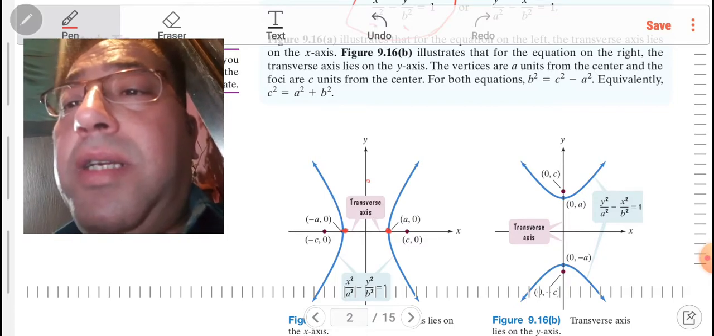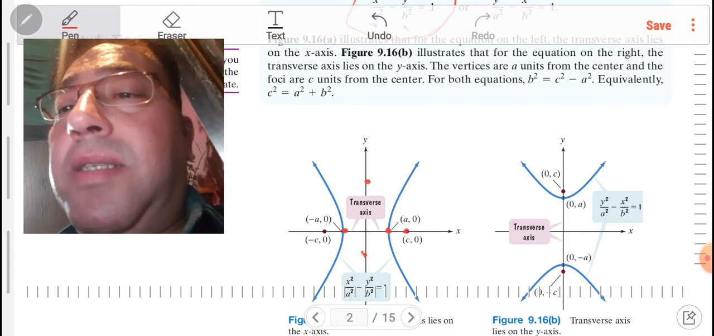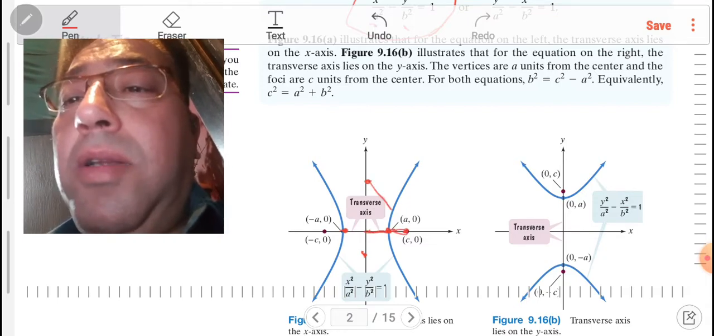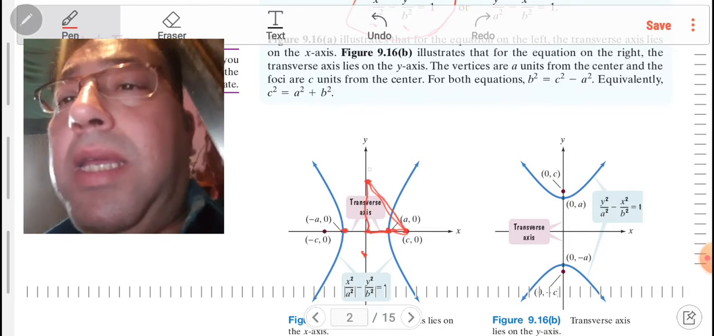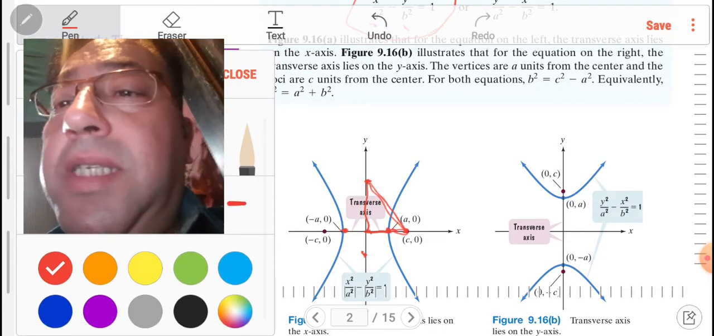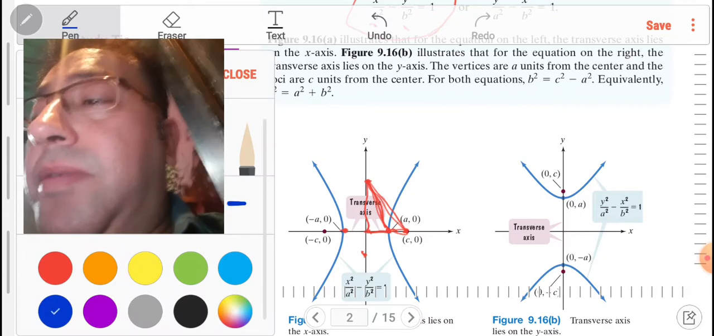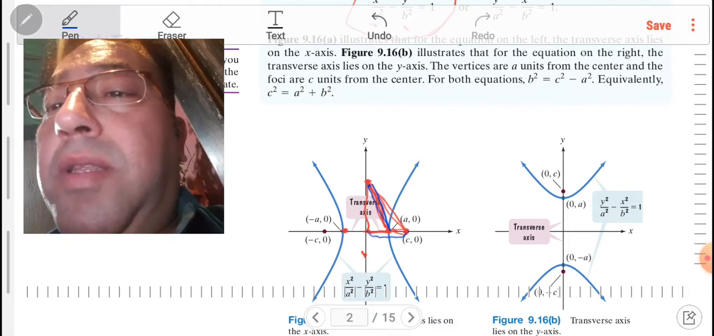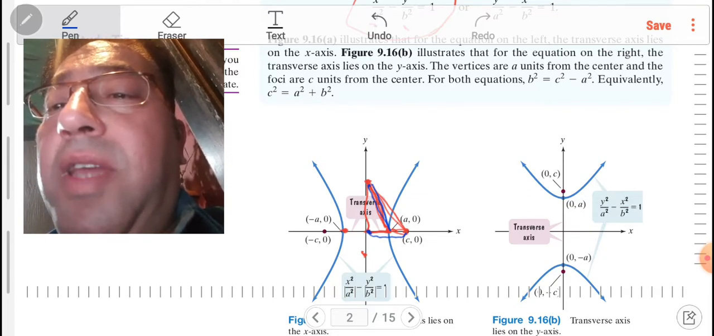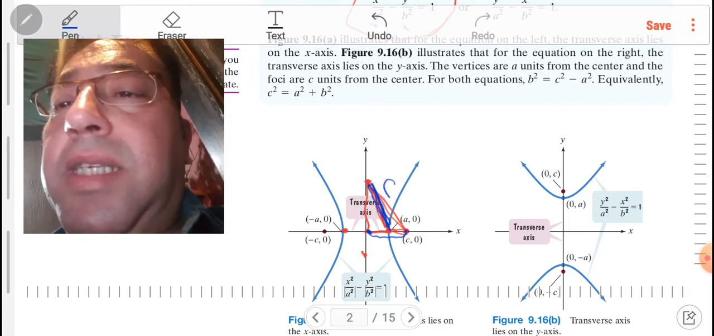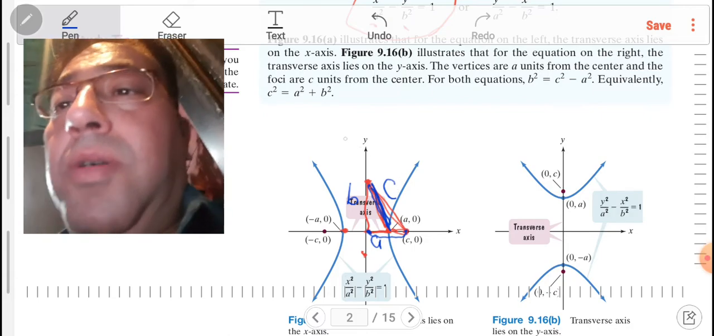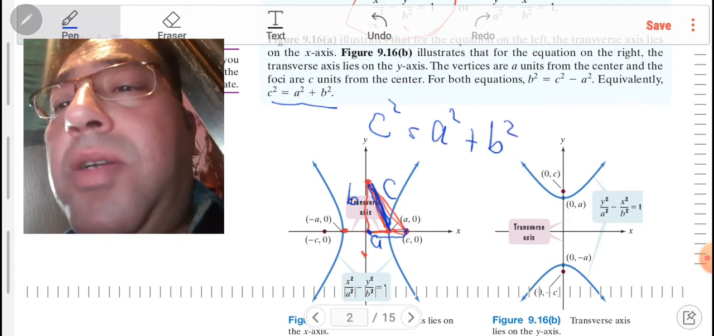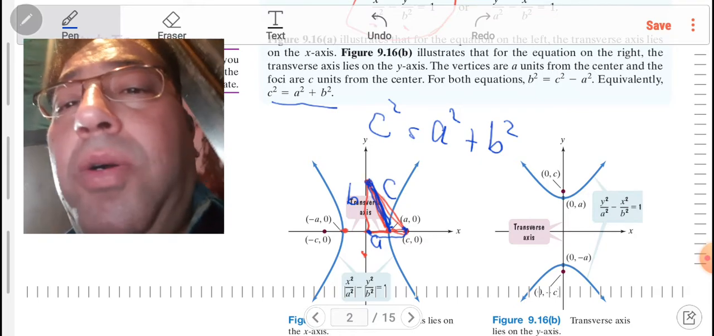B is here and there. But we have C at the focus. So where is C? C is here. The distance from the center of the transverse axis to the focus is C. So C squared is A squared plus B squared. A is called the vertex, B is called the co-vertex, and C is called the focus.